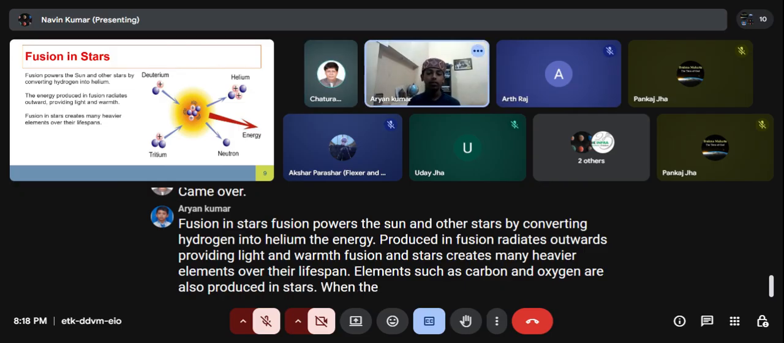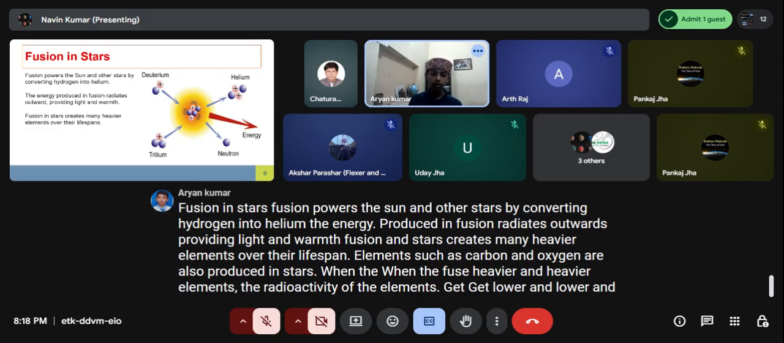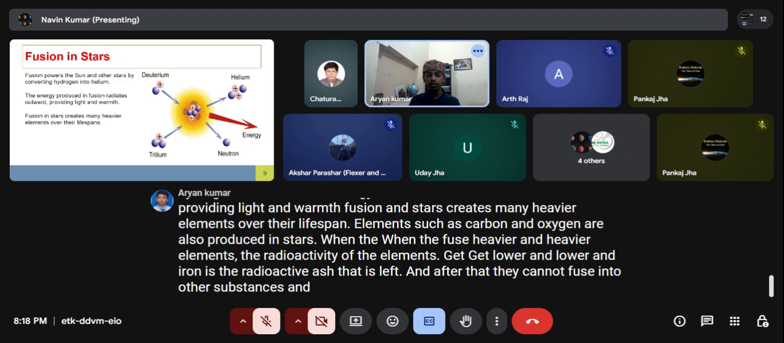When they fuse heavier and heavier elements, the energy released gets lower and lower, and iron is the ash that is left. After that they cannot fuse into other substances, and it gets collected at the core.